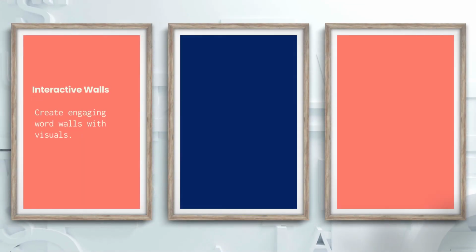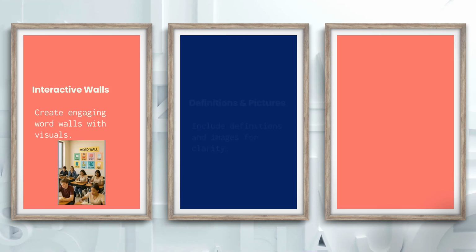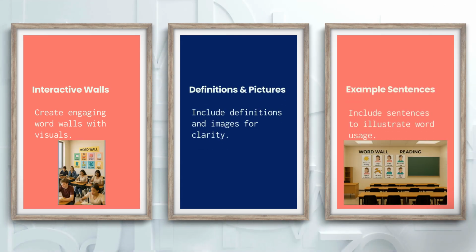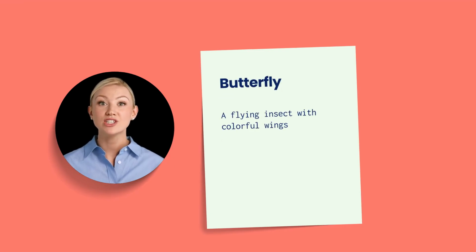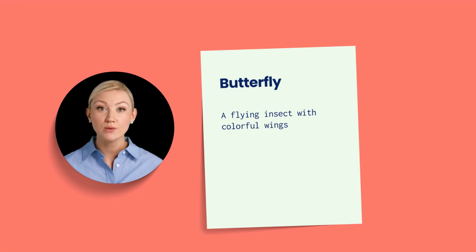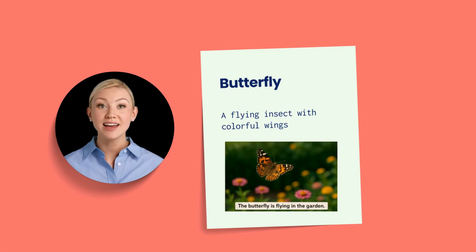Create engaging and interactive word walls that include pictures, definitions, and example sentences. For example, for the word butterfly, include a picture, the definition, a flying insect with colorful wings, and a sentence, "The butterfly is flying in the garden."